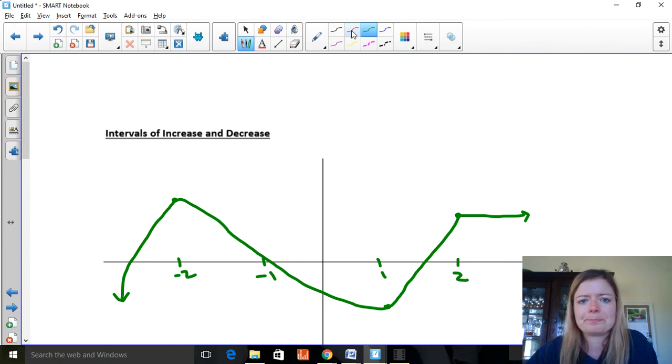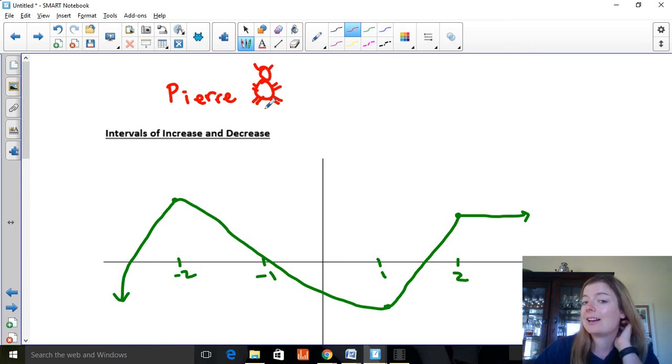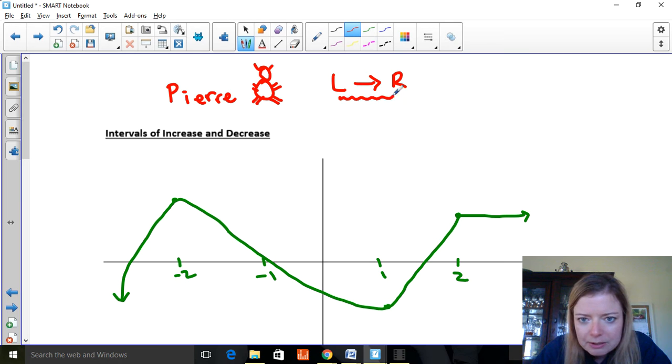That's allowed, that's okay. So to talk about this, we're going to create our little friend, Pierre. Pierre is a mountain climbing ant, and you're about to see my awesome artistic skills coming through. Look at that, Pierre. Now, Pierre has a special condition where he can only move left to right. So if he's here on the function, he can only keep going this way. He cannot go in this direction. I cannot stress that enough, people. He can only move left to right.